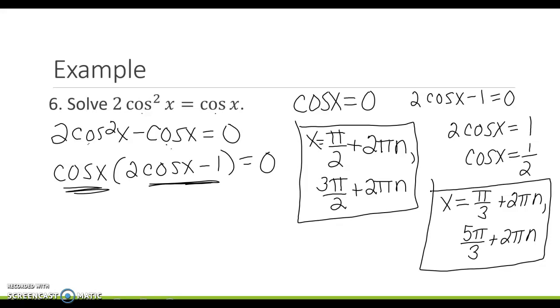Again, the only difference from video 1 is that now we're putting this plus 2 pi n at the end to account for all real values in which cosine is equal to either positive 1/2 or 0. Okay?